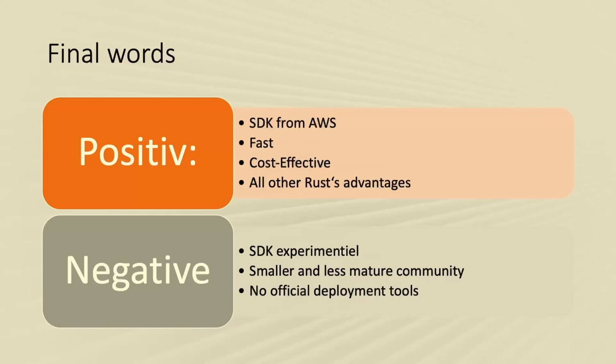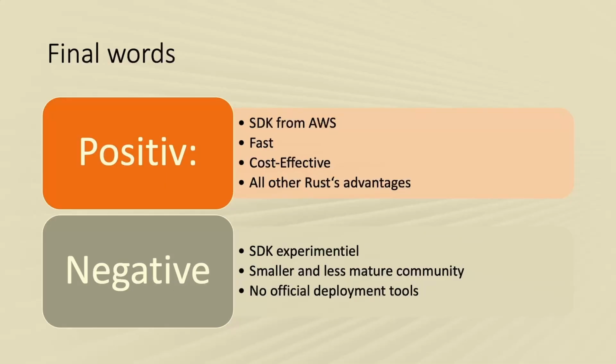It's fast, it's cost-effective, you can save real money with it. Depends on how much you use it, maybe not a lot, but real and immediate savings. And it has everything else you like from Rust, whether that's type safety, the compiler safety, or whatever you like. The negative, of course: AWS calls the SDK experimental.